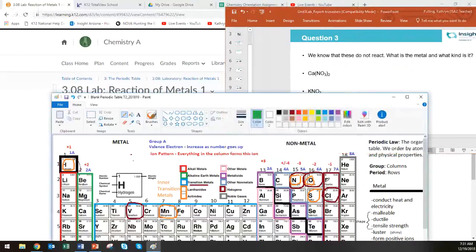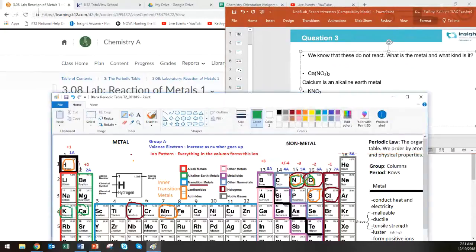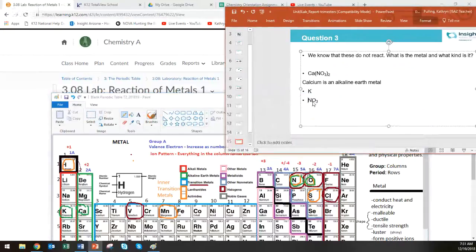So I know, again, N and O in the nitrate are nonmetals, but there's calcium. And calcium is an alkaline earth metal. All right, and then you can find potassium right next door to it. Alkali metal. All right, that's actually all you need for question number 3.